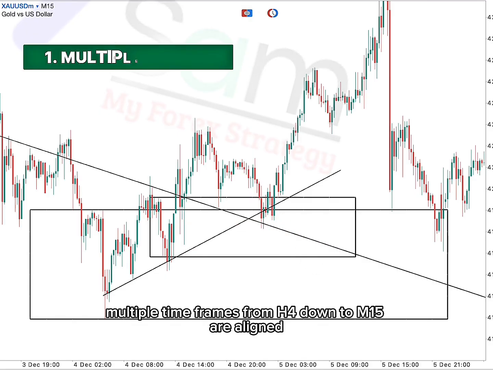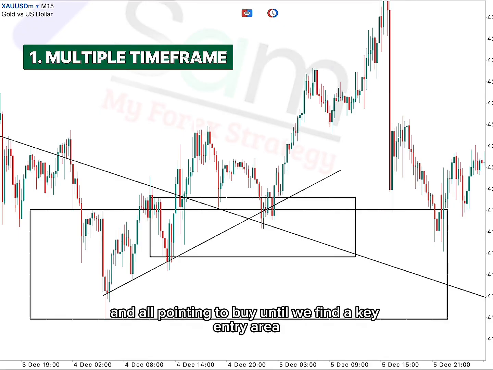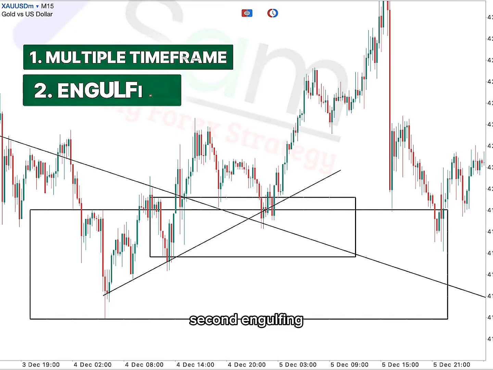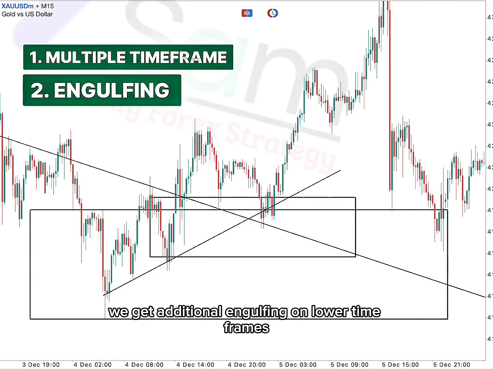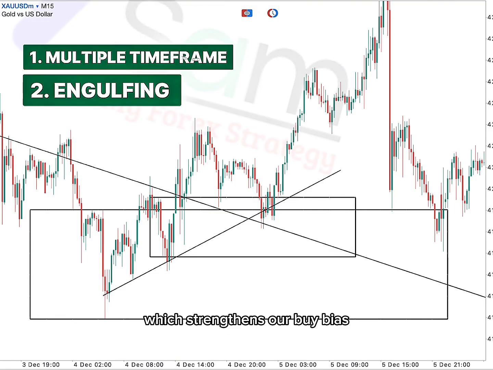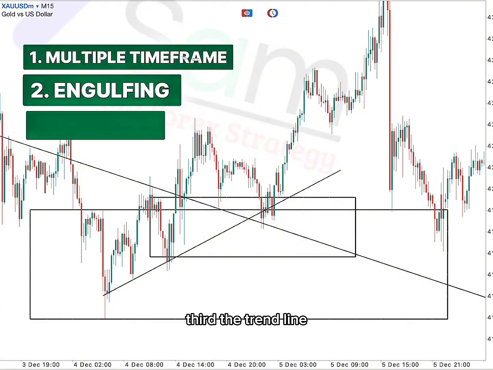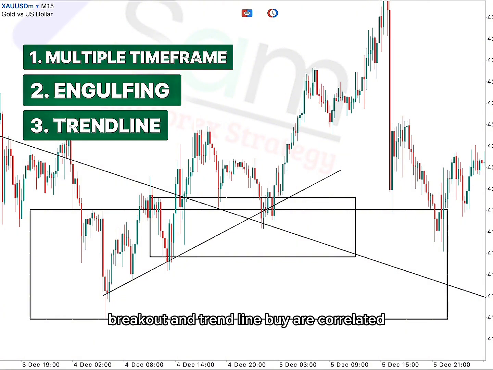First, multiple time frames from H4 down to M15 are aligned and all pointing to buy until we find a key entry area. Second, engulfing. We get additional engulfing on lower time frames, which strengthens our buy bias. Third, the trendline breakout and trendline buy are correlated and make sense. The point is, you're not entering randomly. Everything has a reason. You get it, bro? Next, I'll show you another example. How to look for confluence when we find a bearish engulfing.